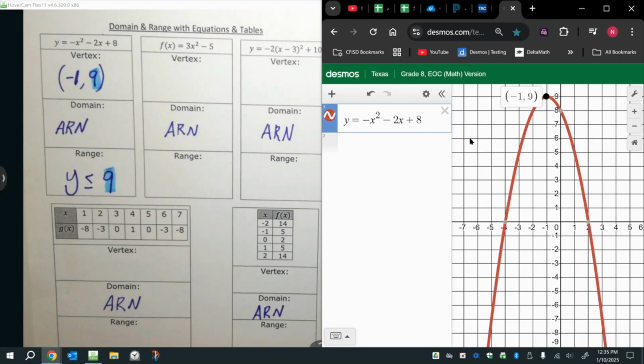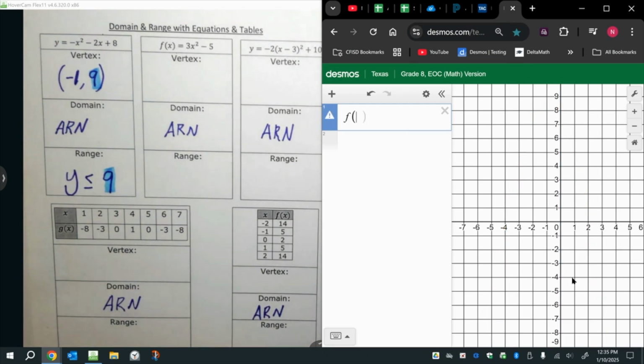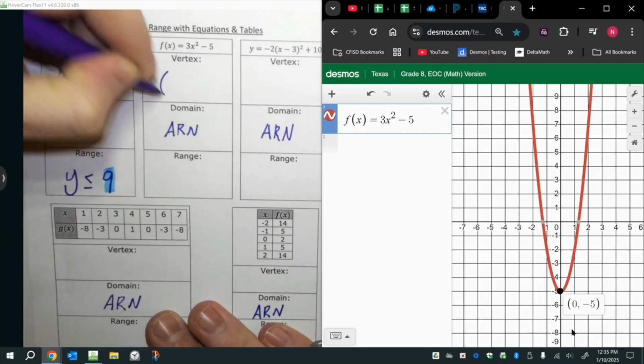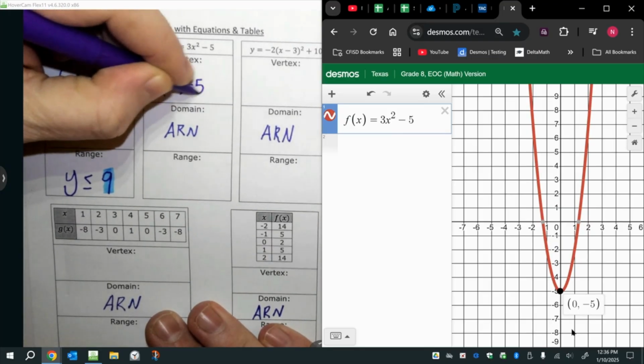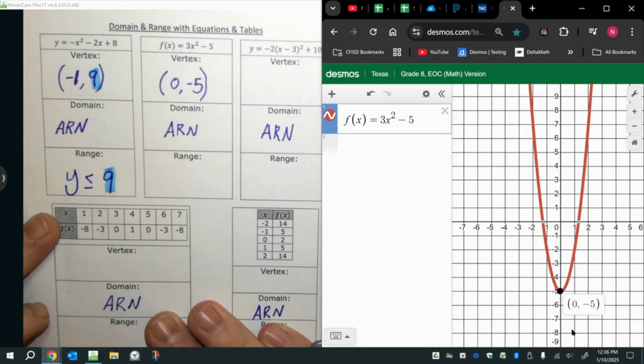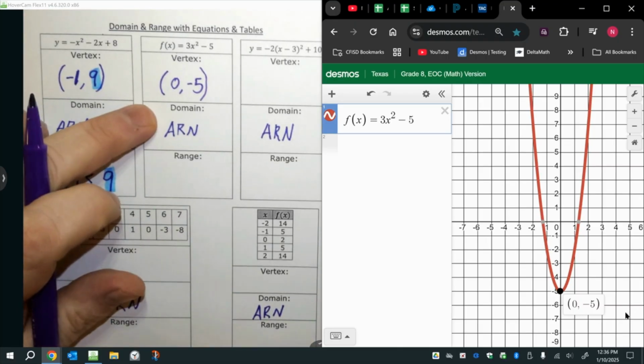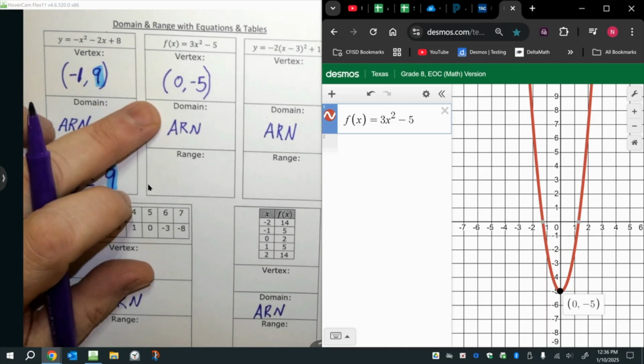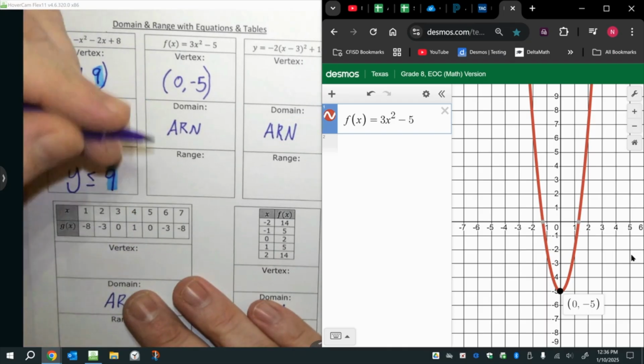All right, let's take a look at another one. Now we have f of x. So we'll just type it the way we see it. It's 3x squared minus 5. All right, so looking at a quadratic where the vertex is at 0, -5, the domain is all real. It's going to go to the left forever and the right forever, so that's good. And then the range.